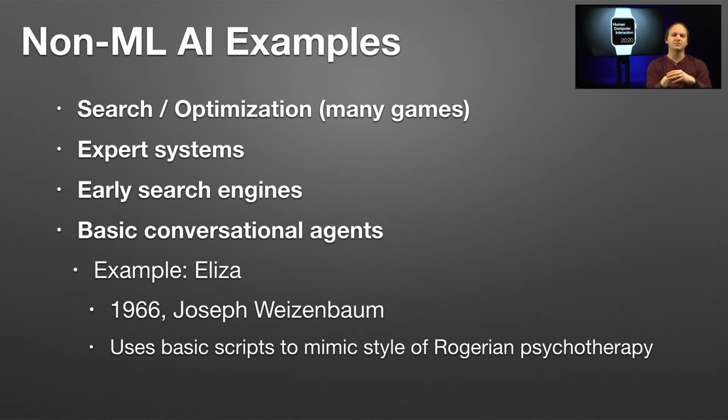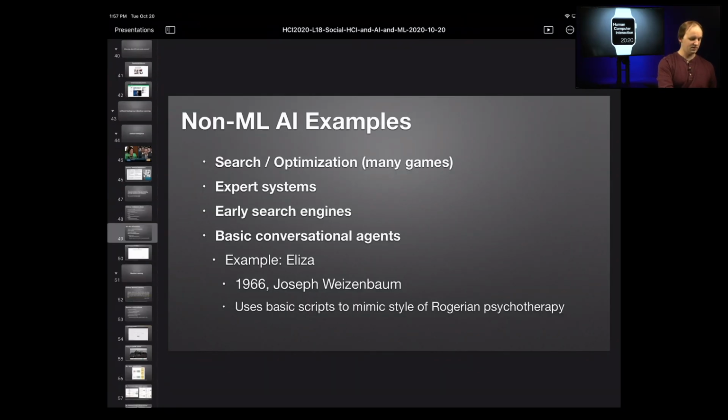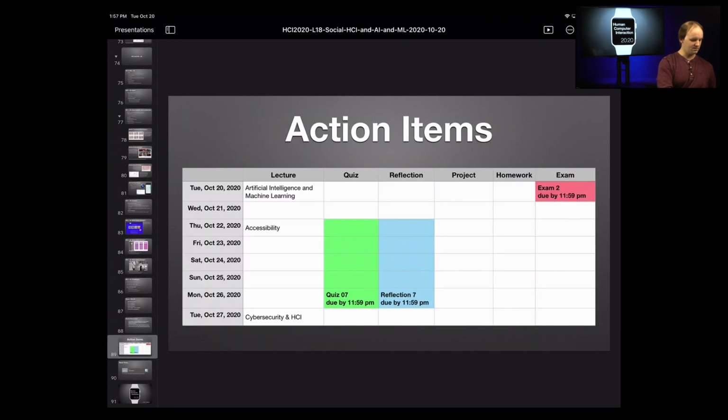Early search engines were certainly non-ML as we know it today. And then there are even some basic conversational agents that don't use machine learning, but use early AI techniques to interact with users. So I'm going to pause this here, and we'll do a demo of this conversational agent on Thursday.